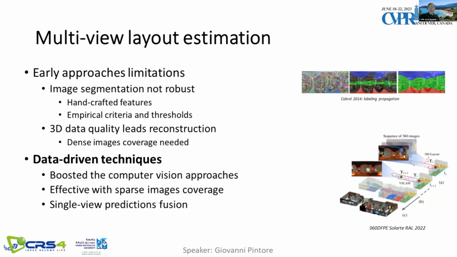However, such approaches have many limitations. First, the image segmentation, even based on indoor geometric reasoning, is also based on empirical and heuristic criteria and thresholds. So results at image level were not robust. As a consequence, reconstruction was led by 3D data, requiring a very dense coverage of the scene to achieve satisfactory results.